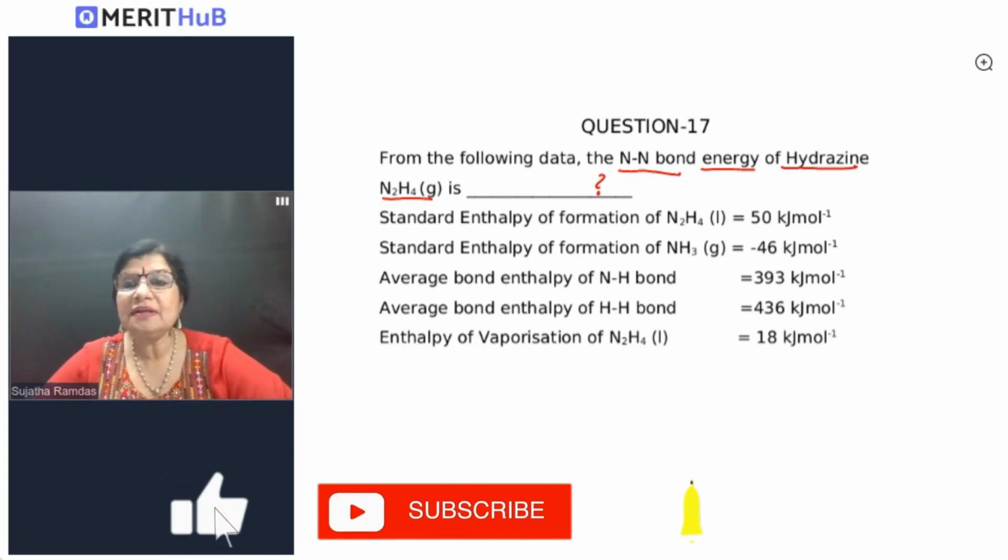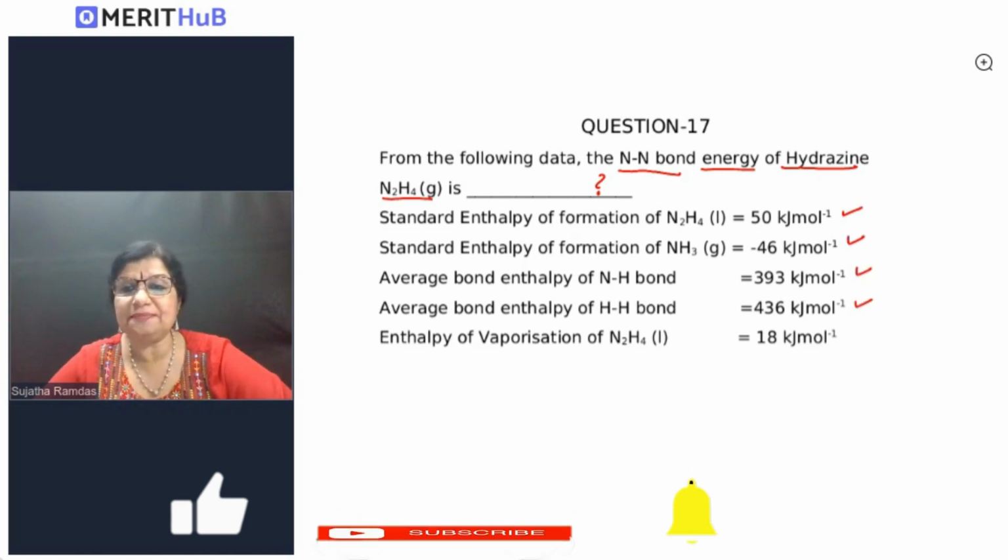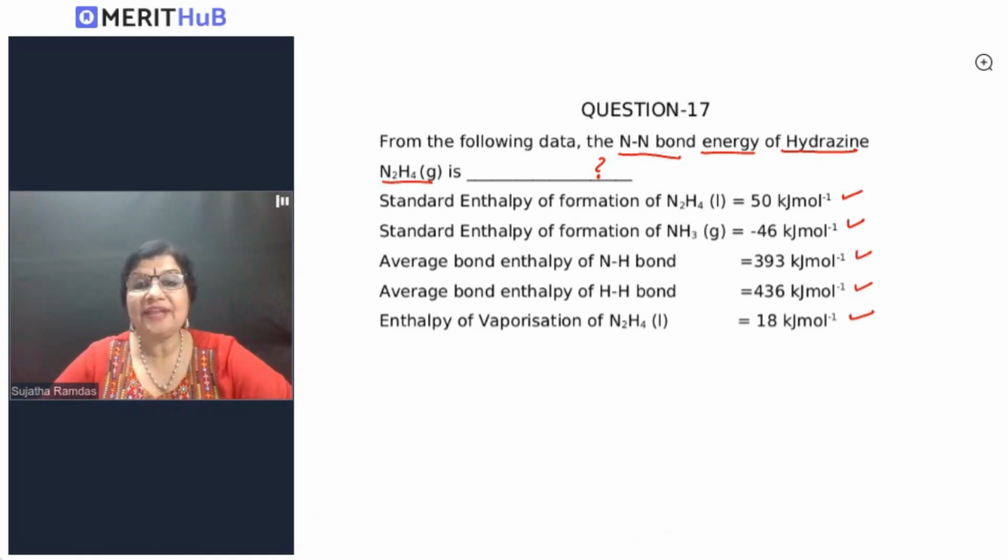Okay, you are given the following information. Standard enthalpy of formation of hydrazine liquid, 50 kilojoules per mole. Standard enthalpy of formation of ammonia gas, minus 46 kilojoules per mole. Then the average bond energy or bond enthalpy of N-H bond, H-H bond, and you're also provided with the enthalpy of vaporization of hydrazine liquid. Okay, so let's first write down the equations corresponding to the 2 standard enthalpies of formation.